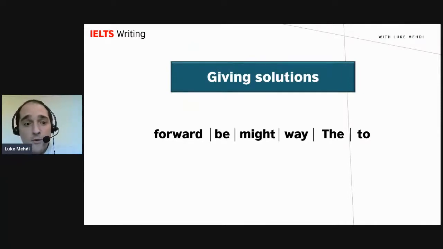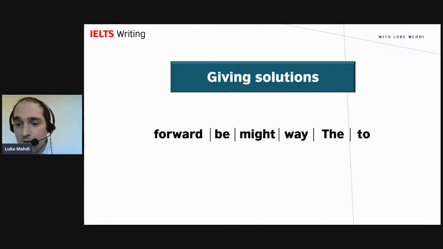One way would be to give an introduction. After the introduction, you have your first body paragraph, which may be about describing what the problem is. Then you may have a second body paragraph where you offer the solution and develop your answer, and then you go into your conclusion.